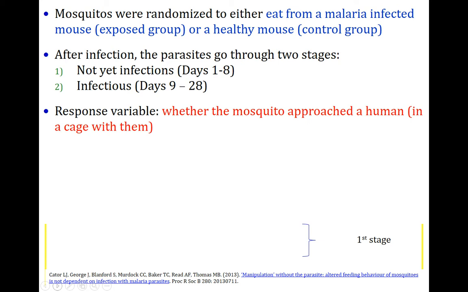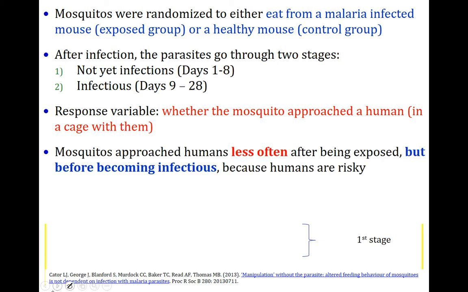So our explanatory variable that we gave them was we either gave them the infected mouse or the non-infected mouse in the control group, and now we're measuring the response from that explanatory. And will it make them go to humans differently? So the mosquito approaches the human less often. That's big time, less often. So we're looking for things that are left tail. After being exposed, but before becoming infectious because humans are risky.